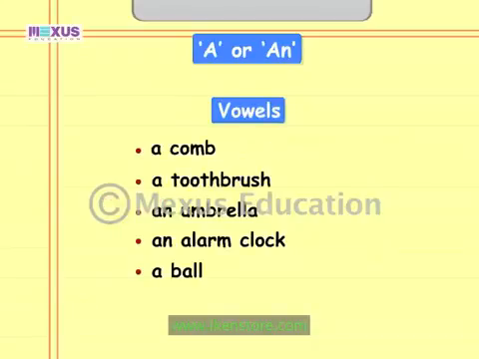There are 2 words in Zizi's list that start with vowels. They are alarm clock and umbrella. The word alarm starts with the vowel sound a, and the word umbrella starts with the vowel sound uh. So we use an before these words.